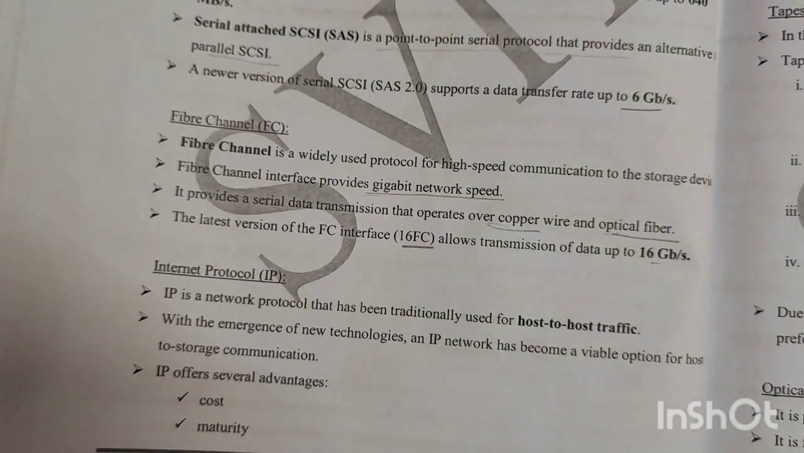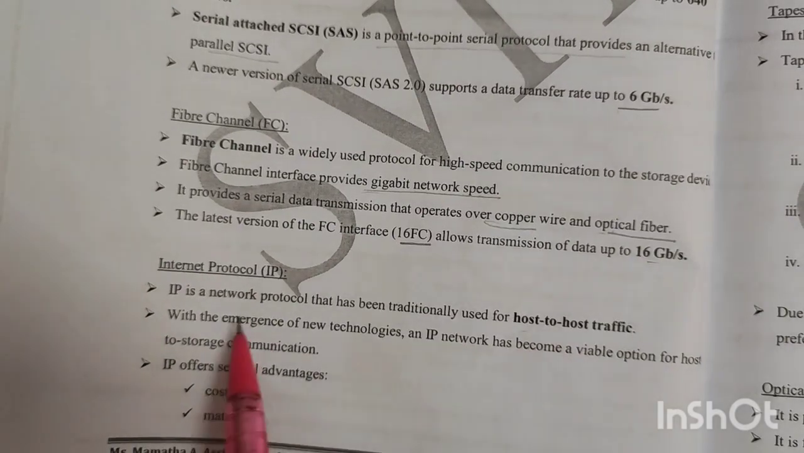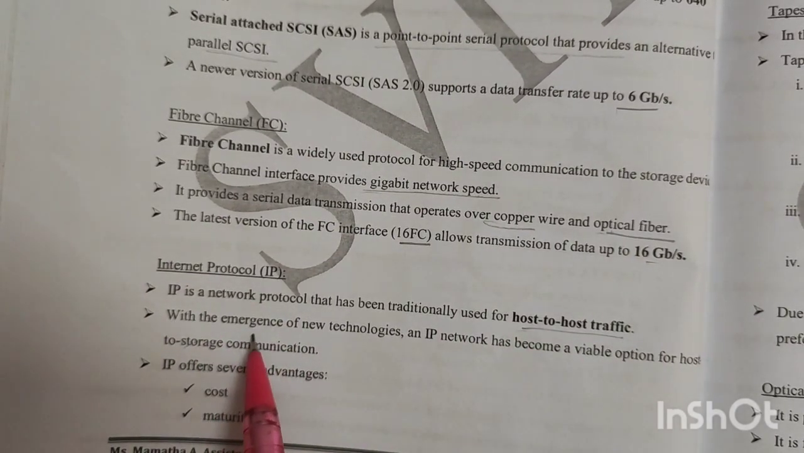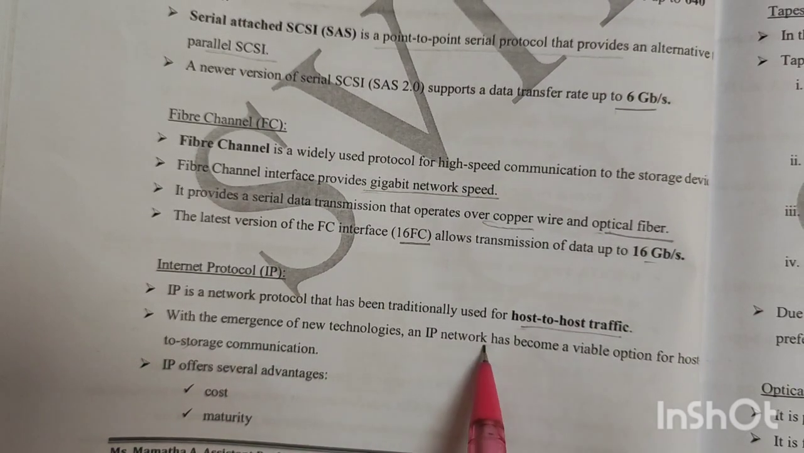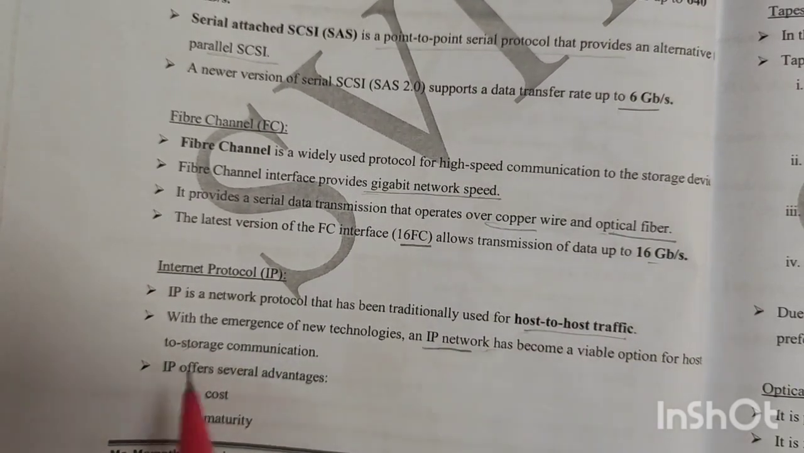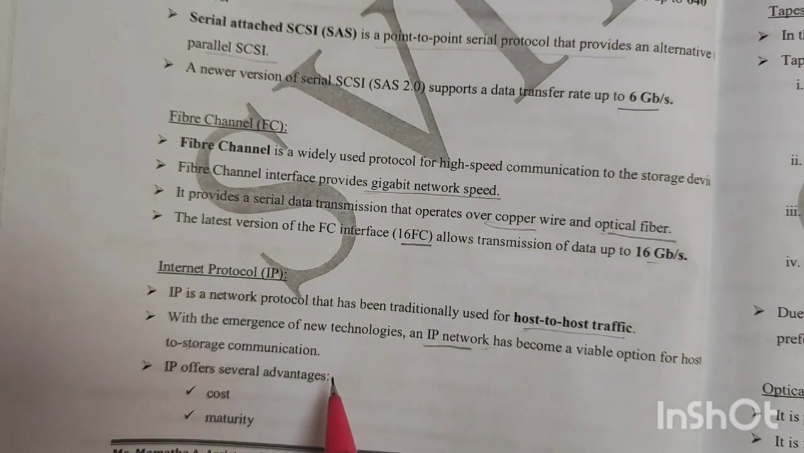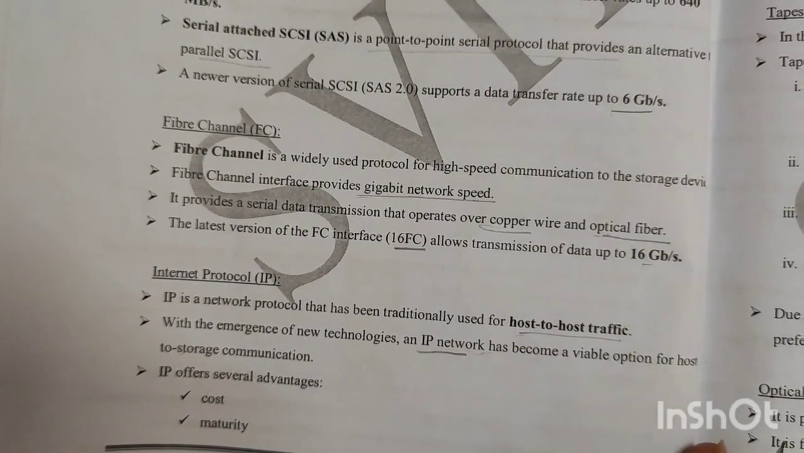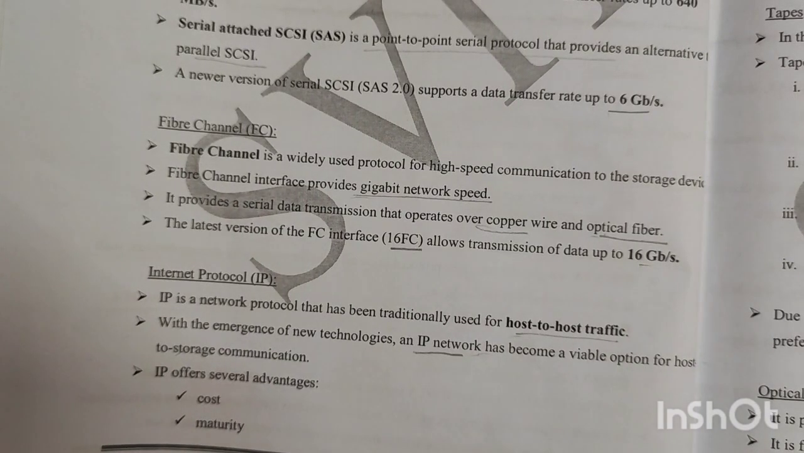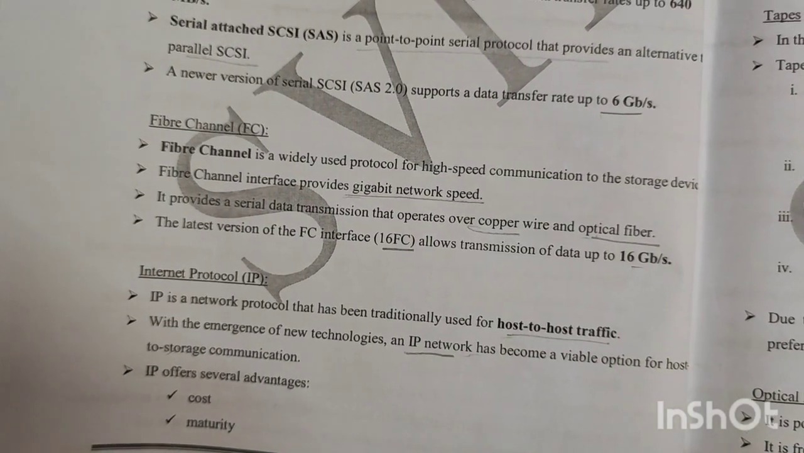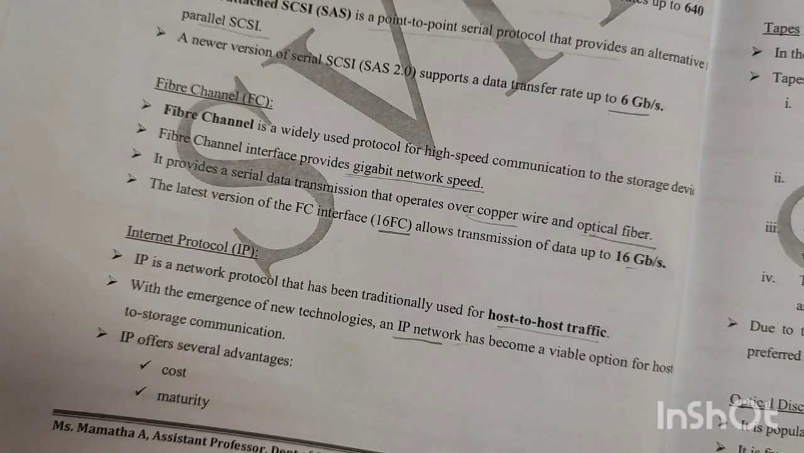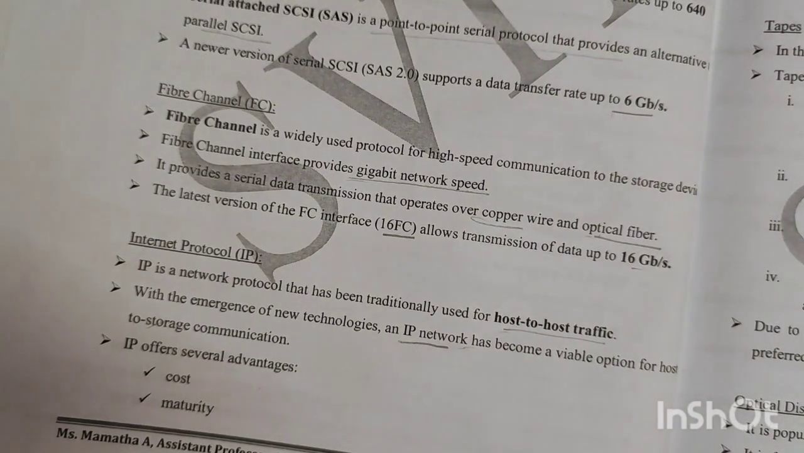Then you have your Internet Protocol. It's a network protocol, which is traditionally used for host to host traffic. What happens here is your IP network has become a viable option for host to storage communication. IP offers several advantages: cost, maturity, and it enables organizations. And then you have iSCSI and FCIP protocols that commonly leverage IP for host to host communication.